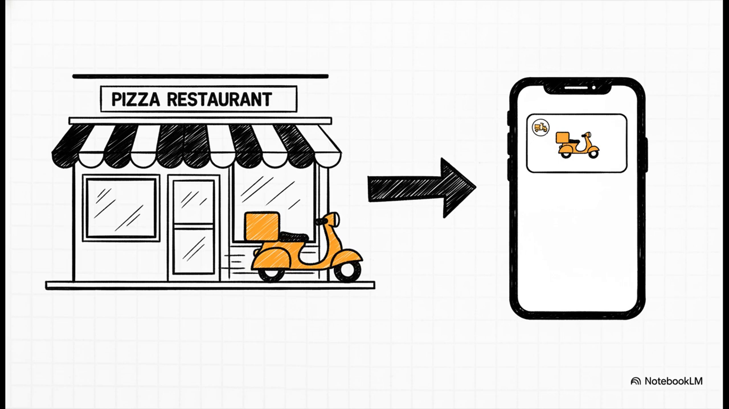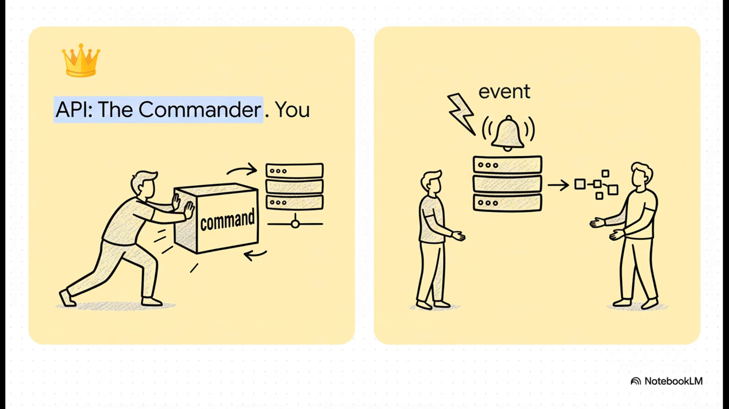Instead, the moment the driver left the store, that's the event, the system automatically pushed a notification right to your phone. That text alert is a webhook in action. The information just came to you automatically. So let's put them side by side to make it crystal clear.